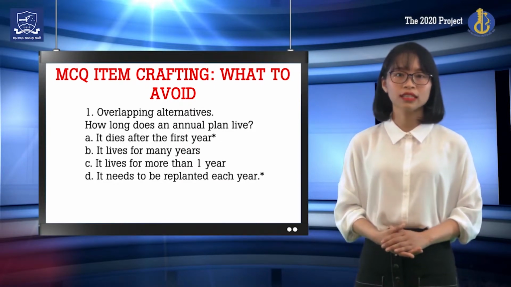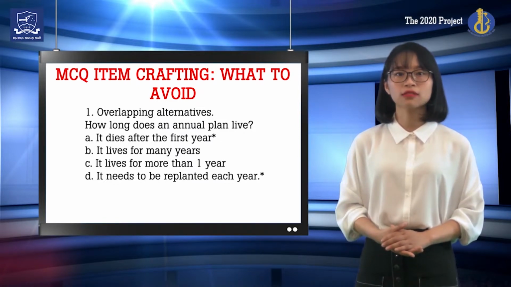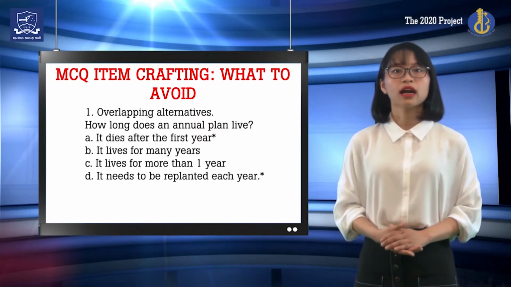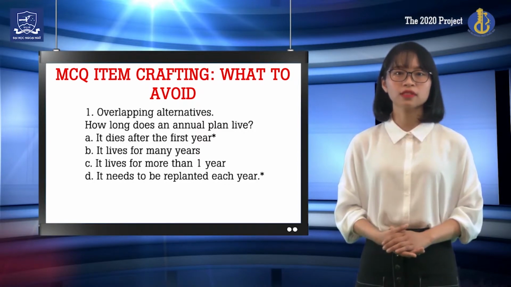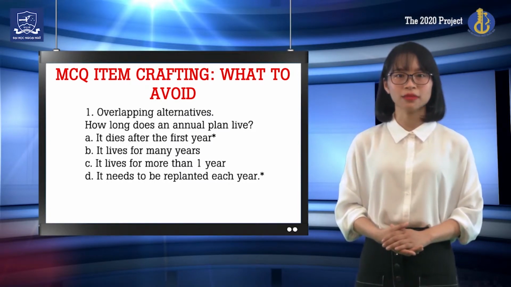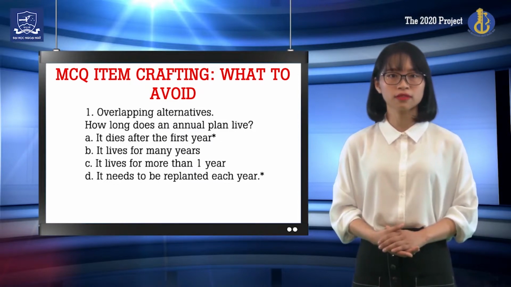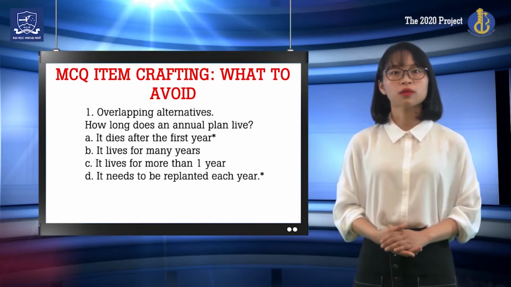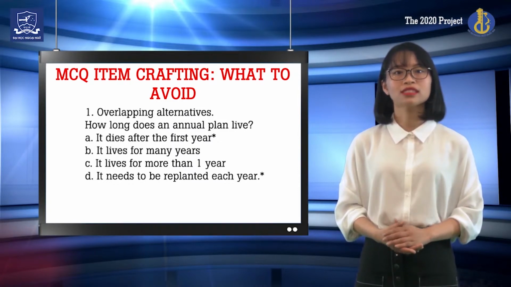So, basically, the first option, it dies after the first year, and the last option, it needs to be replanted each year, are overlapping, which makes students confused when they have to select the correct answer. The better one can be, how long does an annual plant generally live? A. Only 1 year. B. Only 2 years. Or C. Several years.